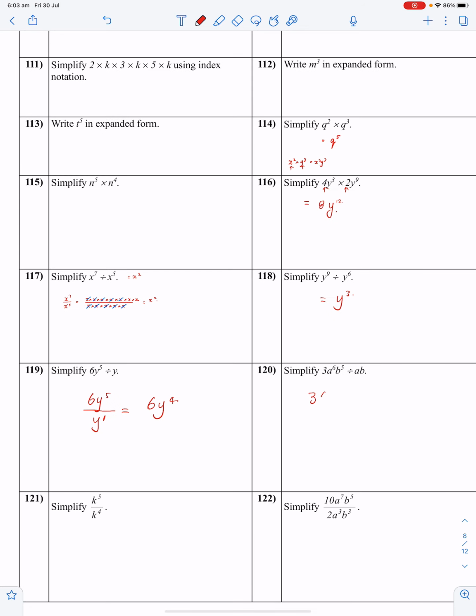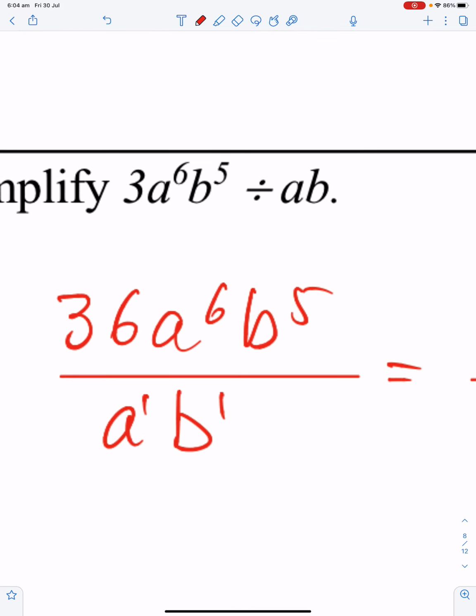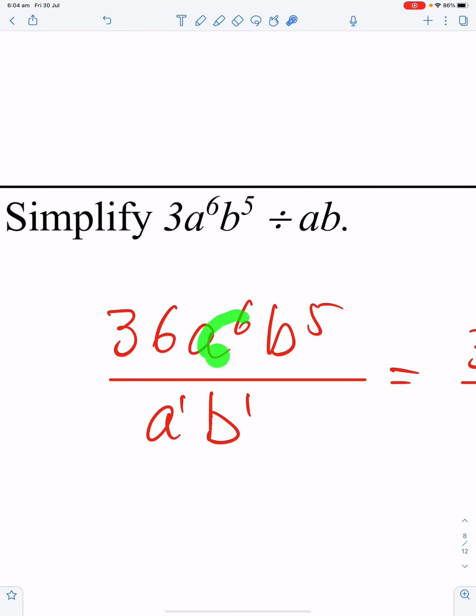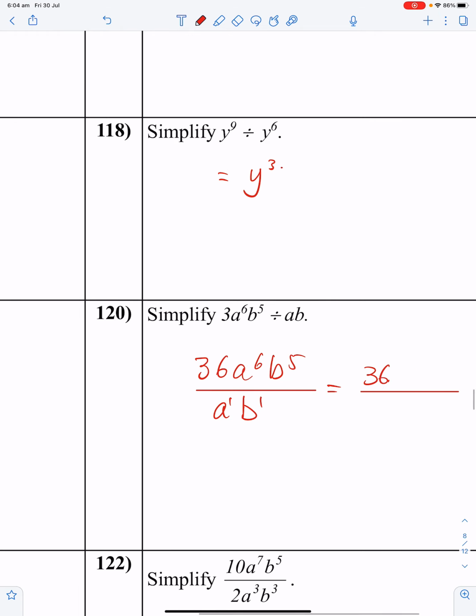The next one, 36 a to the power of 6 b to the power of 5 all over a to the power of 1 and b to the power of 1. The 36 you leave untouched. Now remember what I said before, if you have a to the power of 6 up the top and a to the power of 1 divided by a to the power of 1, you do that power minus that power, okay? So that gives you a to the power of 5. And same thing with the b's, okay? You do that power minus that power. So b to the power of 4. So 36 a to the power of 5 b to the power of 4.